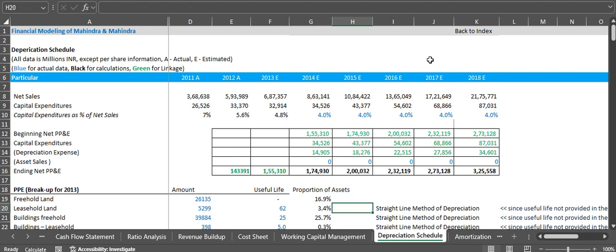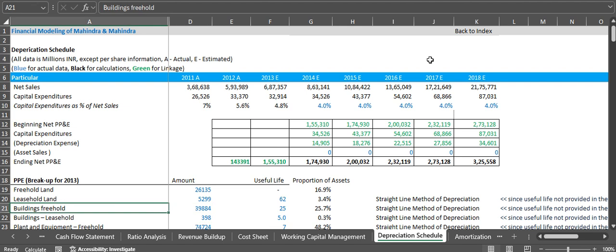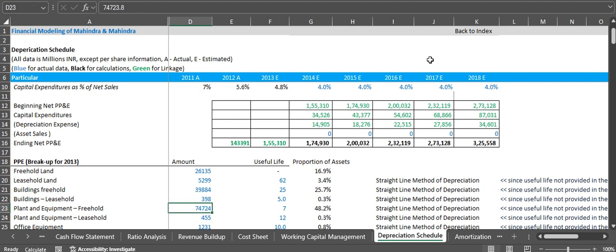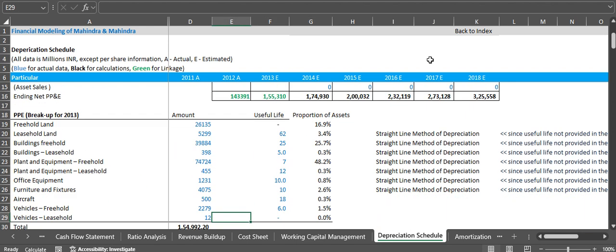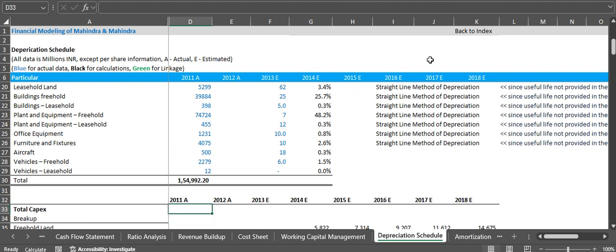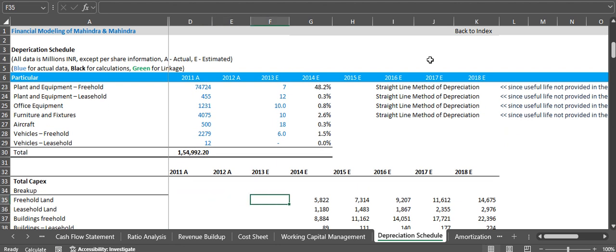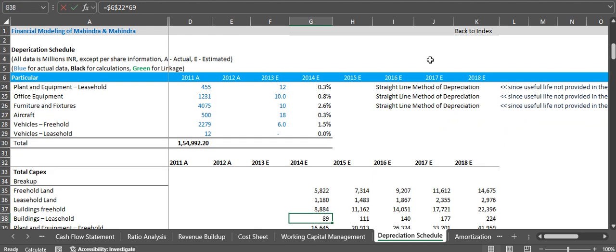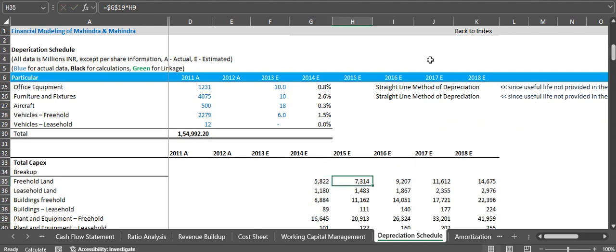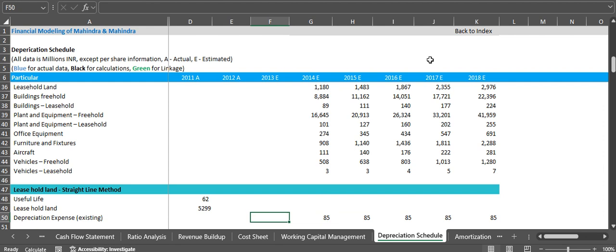So it's a PPE breakup for that. Let's say freehold land is 26,135, leasehold land 5299, building freehold 39884. The percentages are 3.4%, 16.9%, 25.7%, and 48.2%. Then we have the total capex. So it's freehold land, total capex, and the percentage of the particular asset in the different cases.